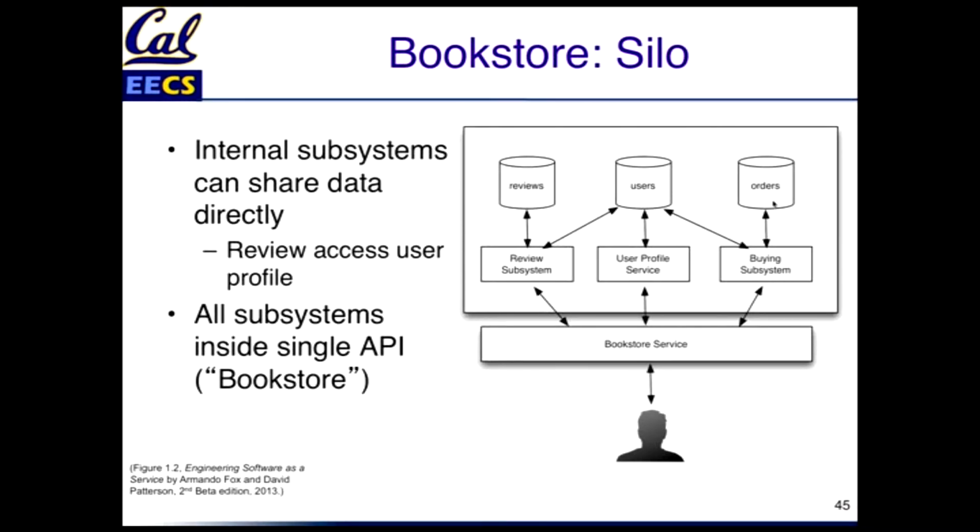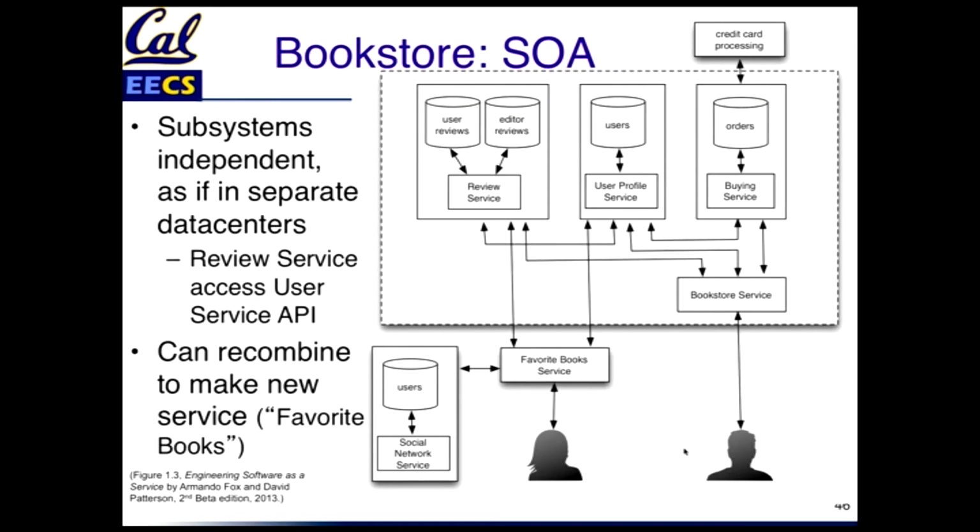So you build this thing as a monolithic interface, internal calling and stuff like that. You provide this single interface to the outside, the bookstore service, and people use it. So that's a monolithic approach. The service-oriented approach has a lot of the same components, but these are now services. So user reviews, the review service has editor and user reviews, the user profile service, the buying service, and you can combine those together to get the bookstore service just like we had before. So it's a little bit more overhead. You pay the network overhead of providing the service, but it works.